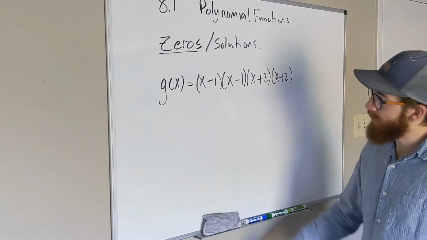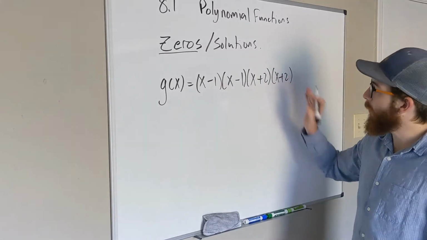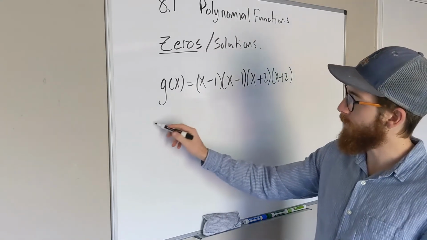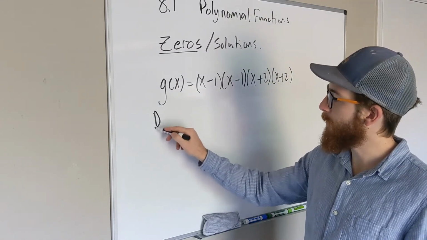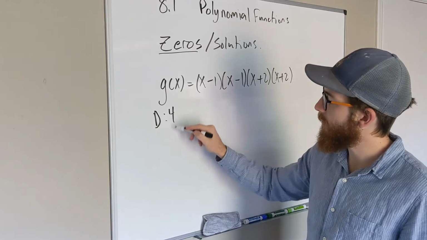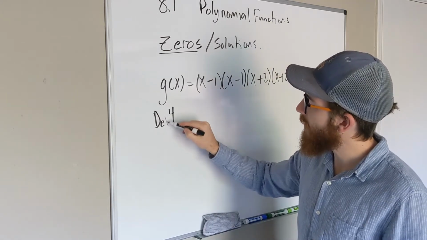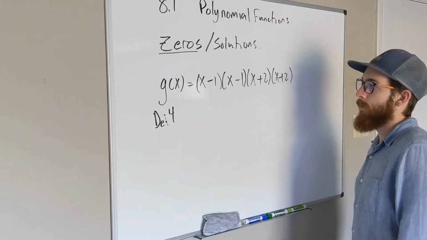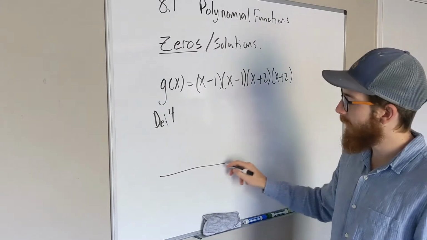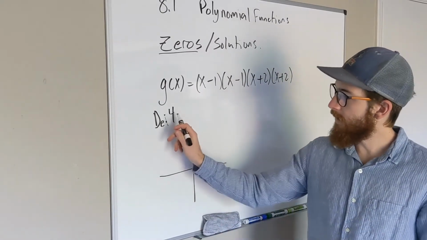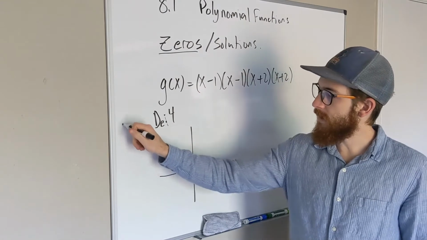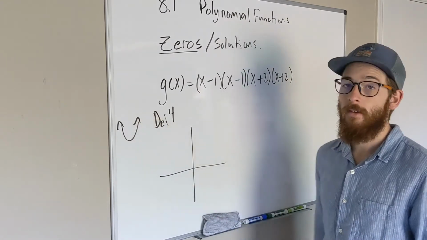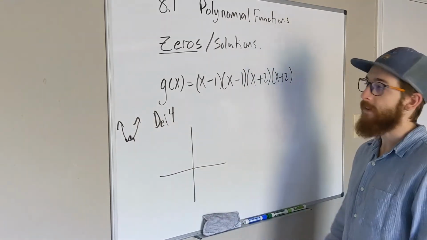In this example, we still have 1, 2, 3, 4, power 4. Power is still 4, so the degree is still 4. I'll just put DE for degree is 4. Okay, so that tells me that the ends, and it's positive, so it says that the ends should look like this. Okay, we don't know about the middle yet. We're going to find that.